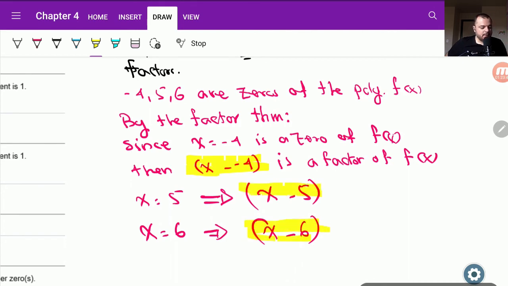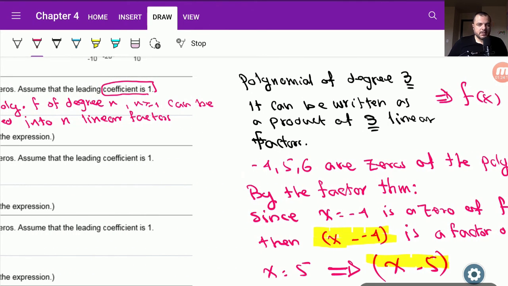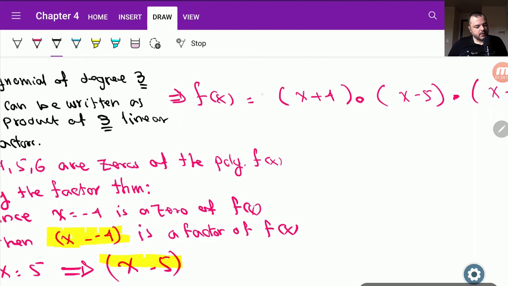If you multiply these together, we get x minus -4, which is x plus 4, times x minus 5, times x minus 6. But we need to do something now. If you multiply these, you're going to get a polynomial of degree 3. But there is one condition given to us: the leading coefficient has to be 1. The leading coefficient always comes outside here, so this is 1. If the question says the leading coefficient is 3, you have to write 3 here.